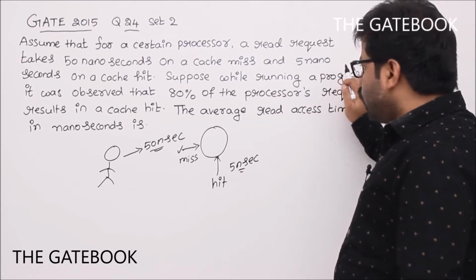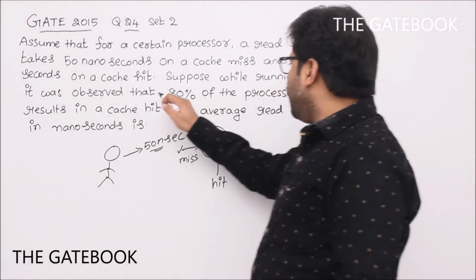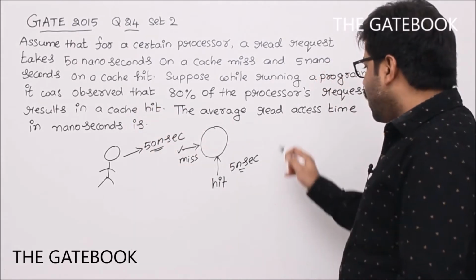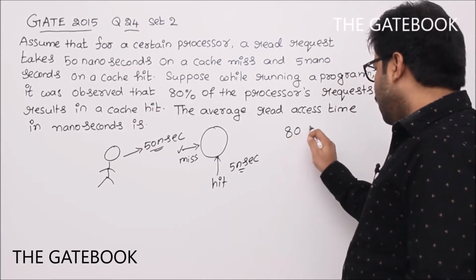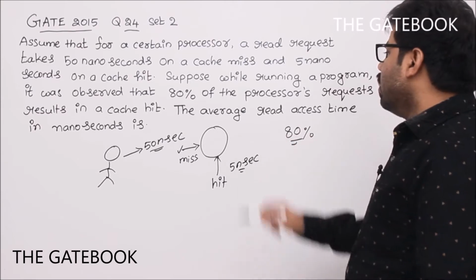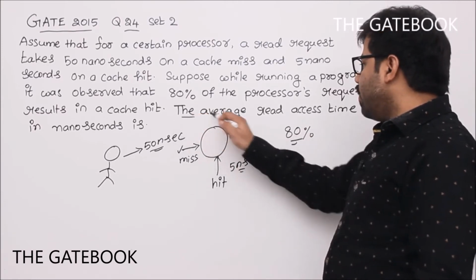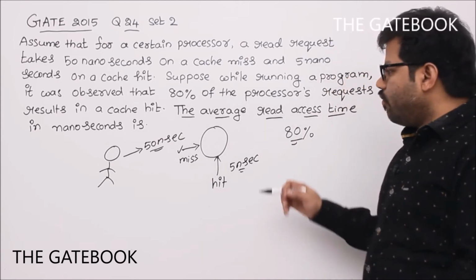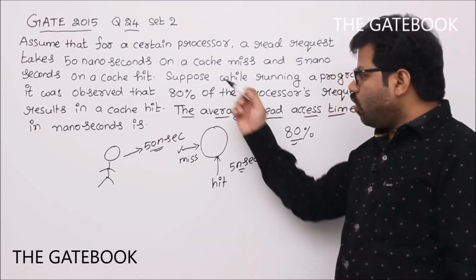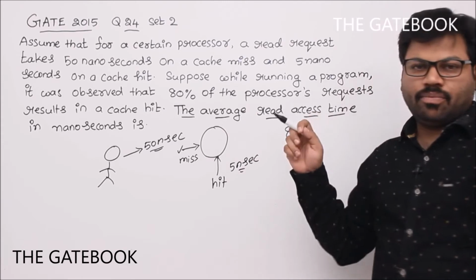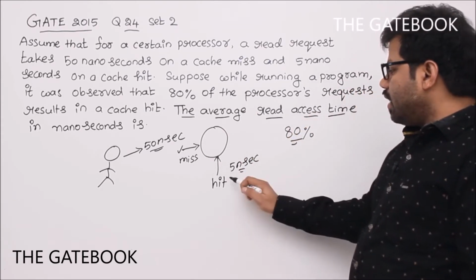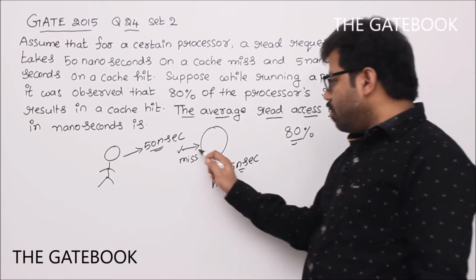Suppose while running a program, it was observed that 80% of the processor's requests result in a cache hit. So 80% of the time there is a cache hit. Now the question is the average read access time in nanoseconds. He has given everything about reads, and now we have to find the average read access time. So 80% of the time we will be hitting the cache, and only 20% of the time we will be missing the cache.